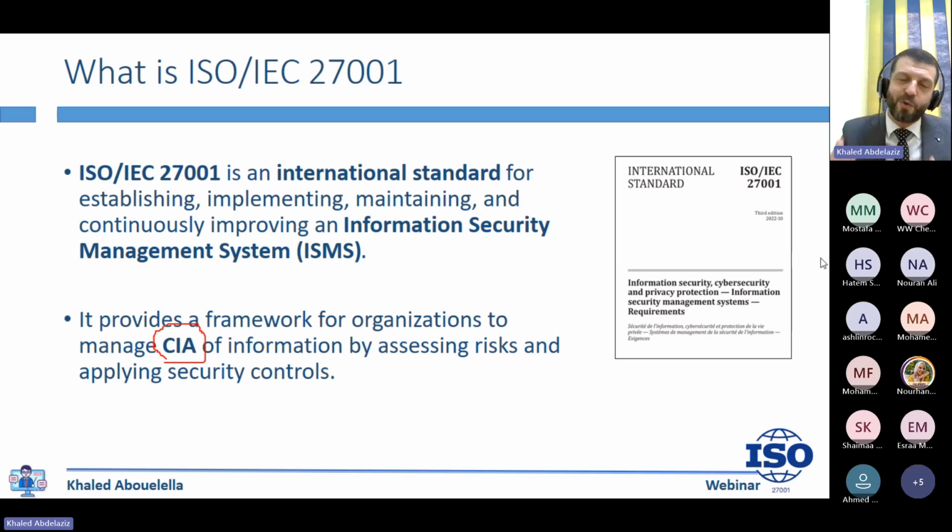I'm not going to talk a lot about CIA, but I will give you a high-level overview of these important key principles in information security. Confidentiality is to ensure that information is accessible only to authorized users. For example, any control related to access controls, multi-factor authentication, and encryption controls. These are controls for confidentiality.